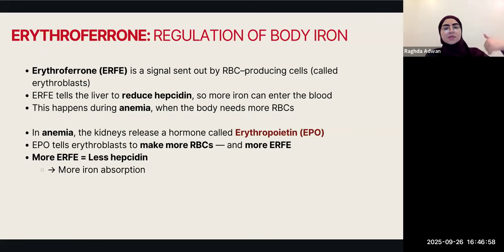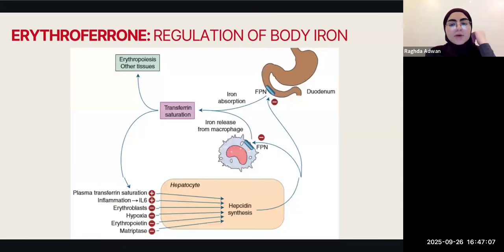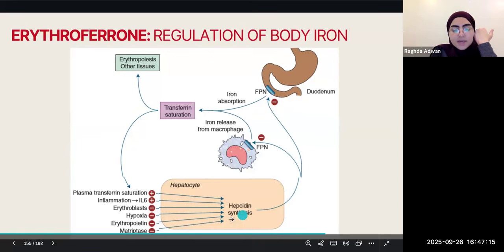EPO or erythropoietin is there to increase red blood cells. If we want to increase red blood cells, we have to increase erythroferron so that it can tell the liver to stop making hepcidin, so that iron can increase. This diagram was in your lecture. It's not that important. This is just to show you what is affecting hepcidin synthesis. So what is blocking hepcidin synthesis? Erythroblasts and erythroferron, not enough oxygen or hypoxia, erythropoietin, and forget about the last one, matriptase.